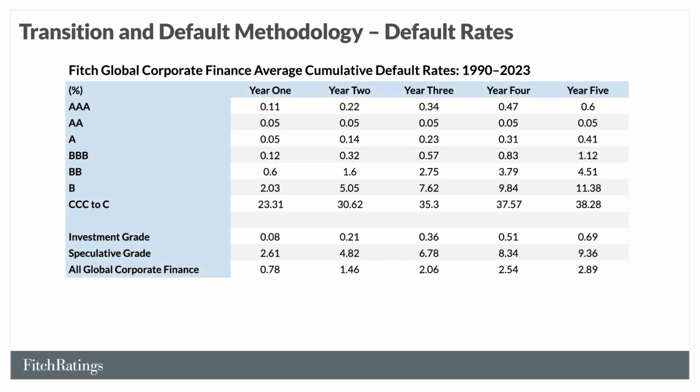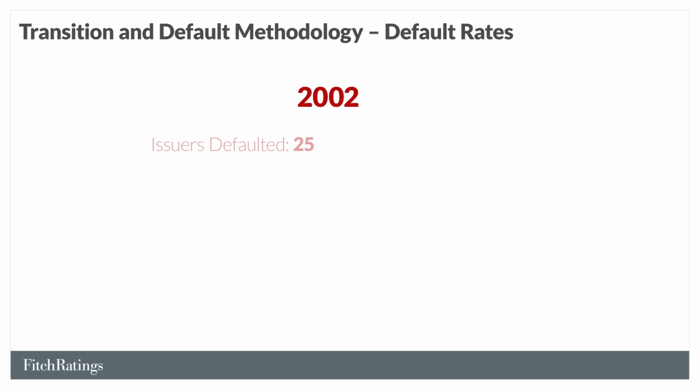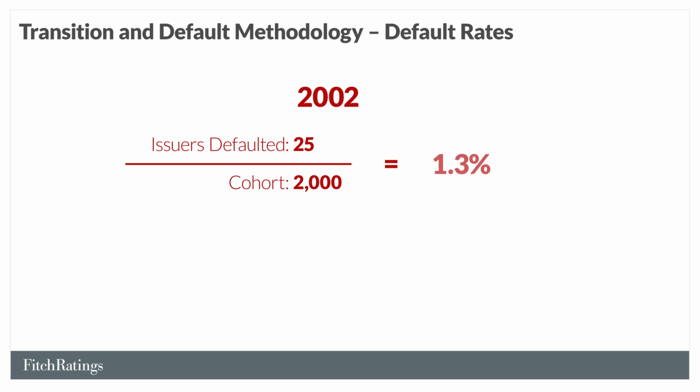D or default ratings indicate an issuer that, in Fitch's opinion, has entered into bankruptcy filings, administration, receivership, liquidation, or other formal winding up procedure, or that has otherwise ceased business and debt is still outstanding. First, defaults are examined by year for each cohort and individual rating category. For example, if 25 issuers defaulted in 2002 and that cohort consisted of 2,000 issuer ratings, the resulting annual default rate for all ratings in 2002 would be 1.3%.